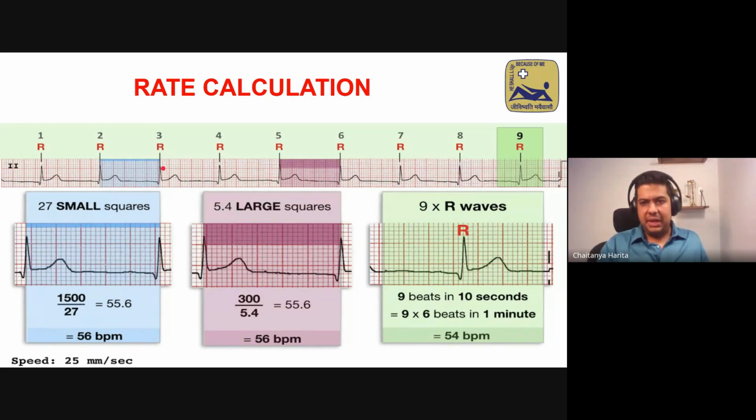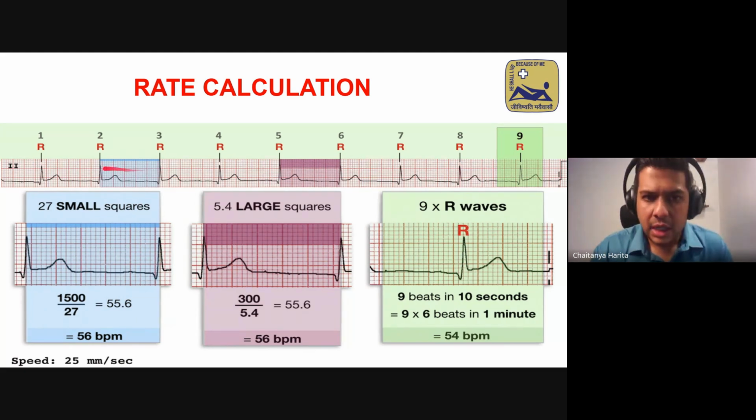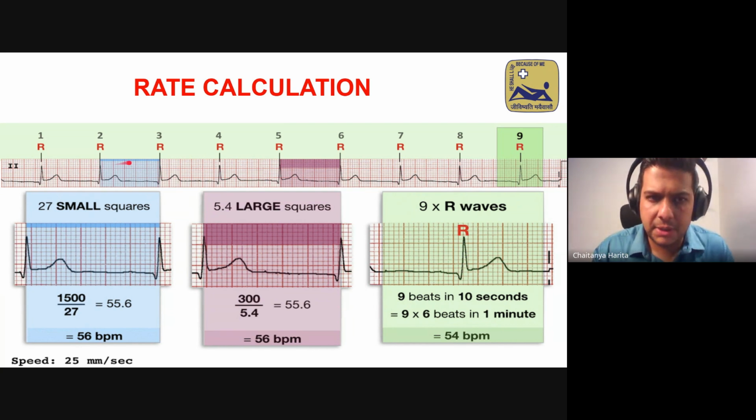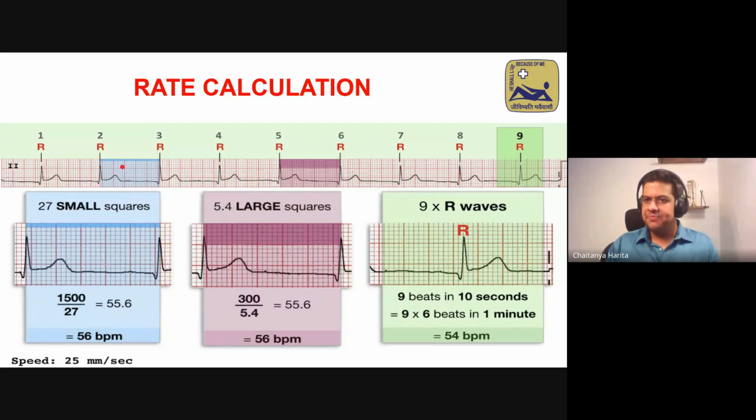So look at lead 2 and take two positive waves. In a QRS complex, the positive wave is called the R wave. So look at the R waves, take two consecutive R waves, and count the number of boxes between the two R waves. If you are patient enough to count the number of small squares, each tiny square I said is 0.04 seconds, so count each tiny square between the two R waves, divide 1500 by that, you'll get the heart rate of the patient.